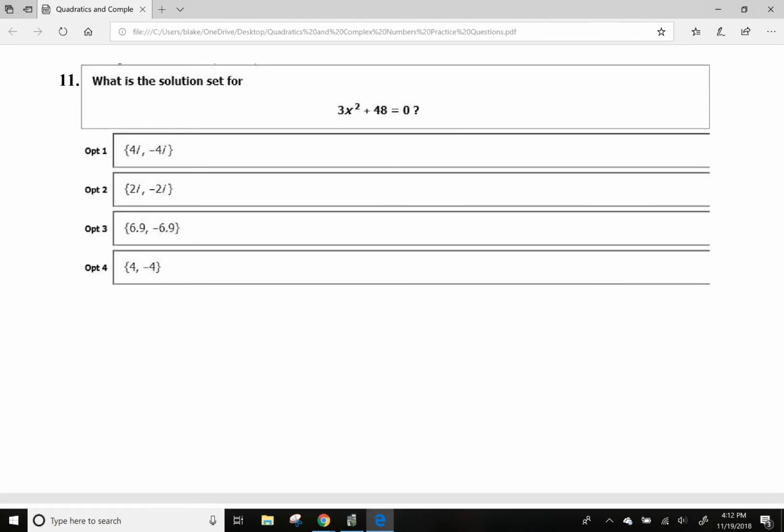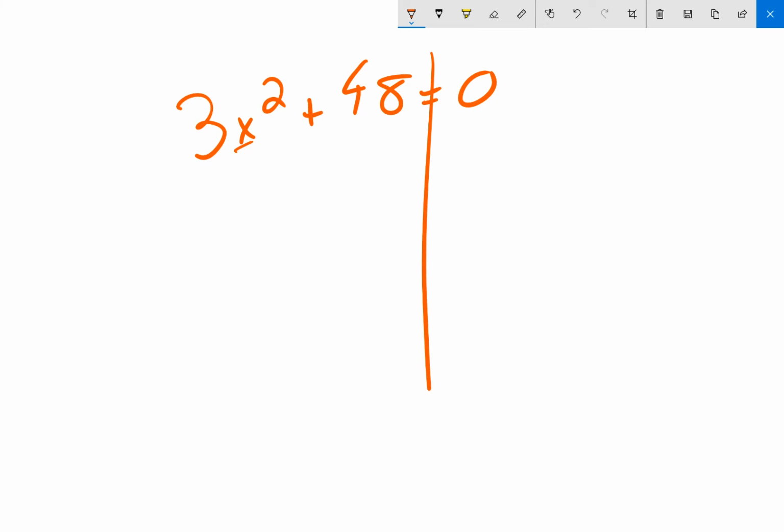Number 11, notice how there's no x term in the middle here. It's just 3x squared plus 48. You can still use the quadratic formula. Since there is no b value, you just use 0 as b. But because there's just a single x in this problem, I'm just going to solve it like a normal equation.